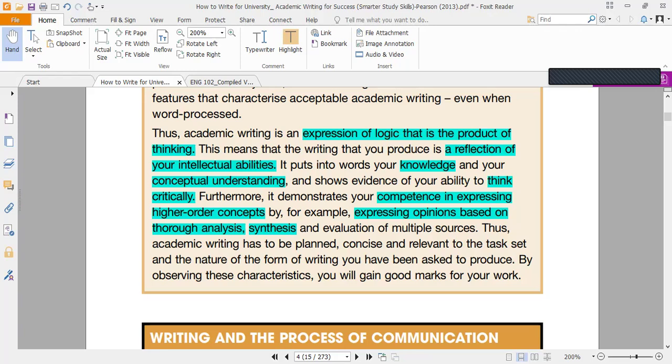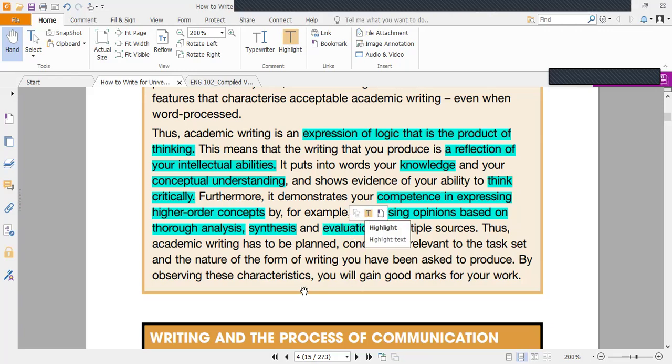Then another word is evaluation. You judge how good something is, how standard something is, how acceptable something is, based on study and research.